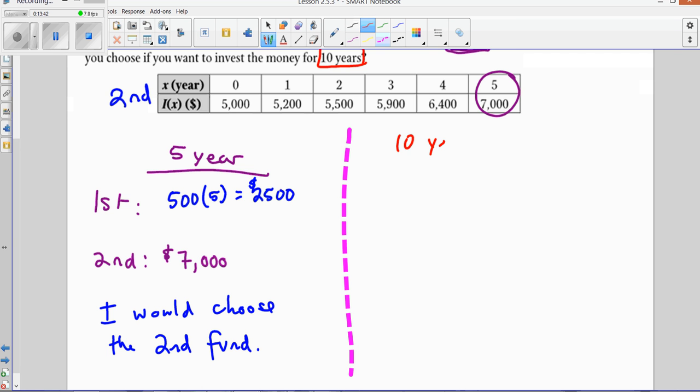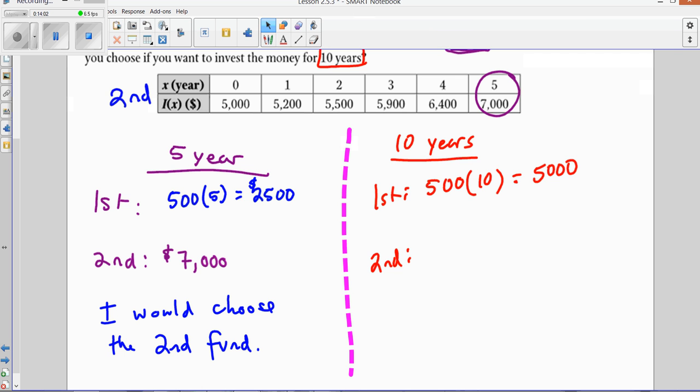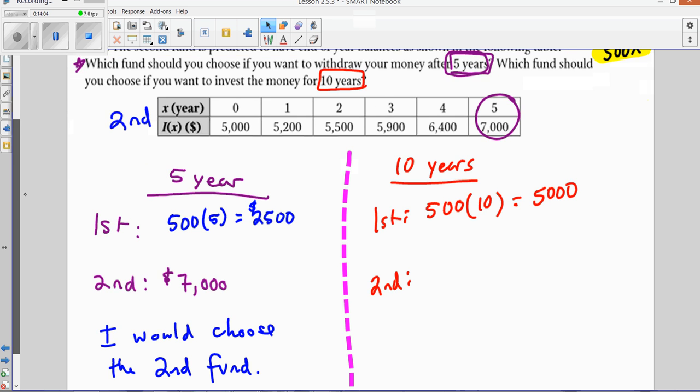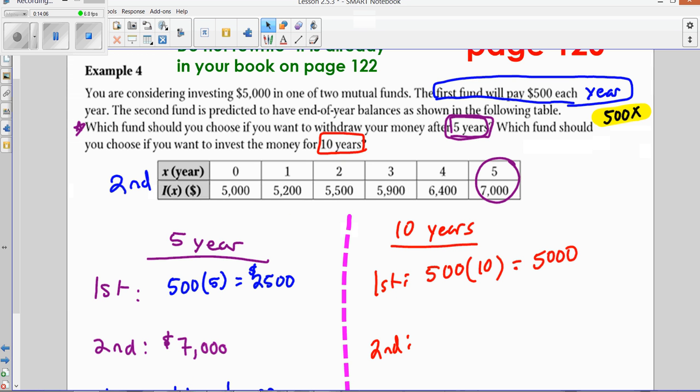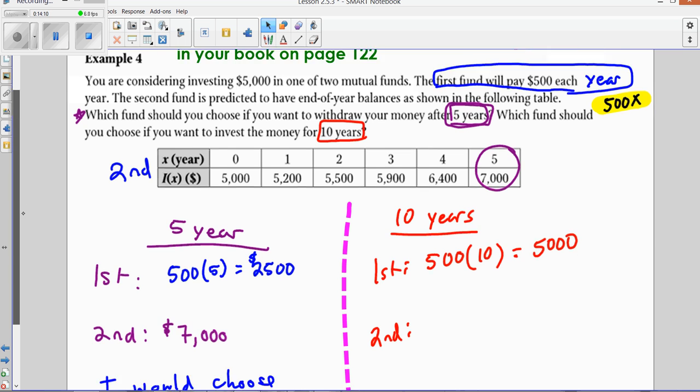So 10 years. All right, we have our first fund and our second fund. Now, first fund, again, is an equation. 500 times however many years, so 10. So 500 times 10 is 5,000. All right, hold on, let me look back up here. Oh my goodness, I totally messed this up.